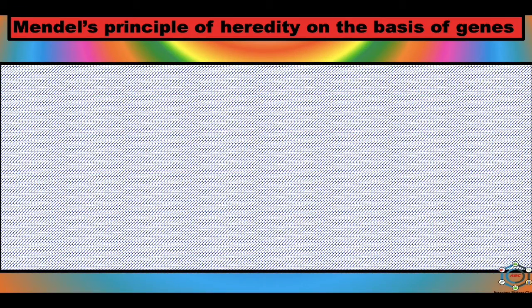Now, Mendel's principles of heredity on the basis of genes. There are two fundamental principles, that is the law of segregation and the law of independent assortment, framed by Mendel, which are universally true and are called the first and second law of Mendel. Except these, there are two other principles, that is the law of unit characters and the law of dominance, which, though of prime importance in heredity, are not universally applicable.